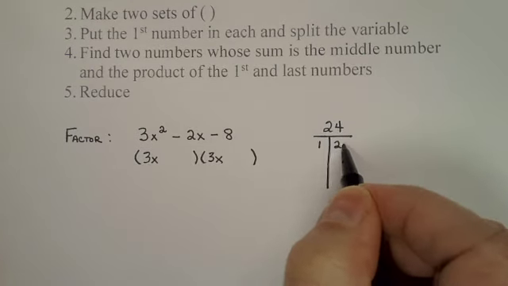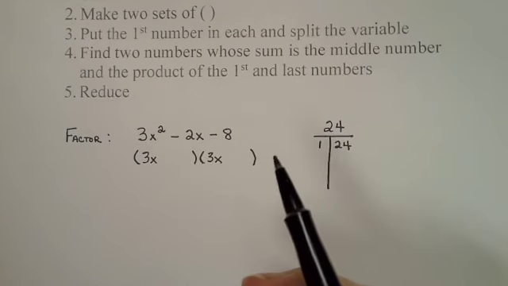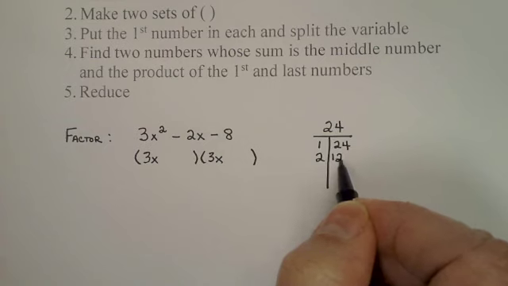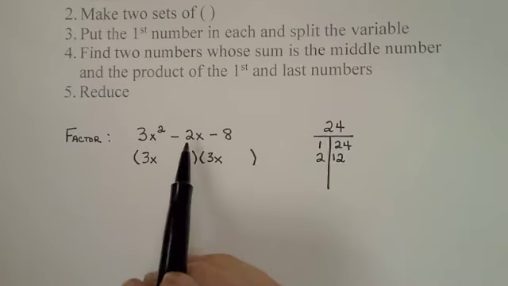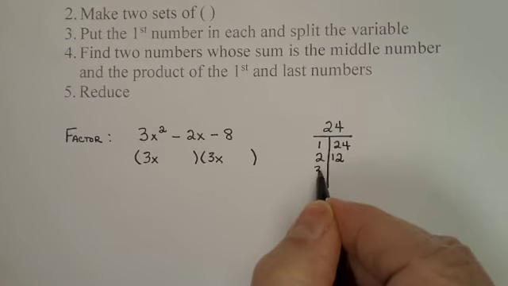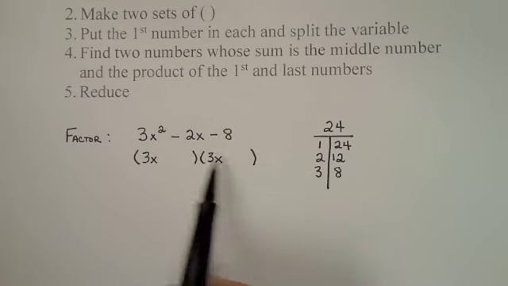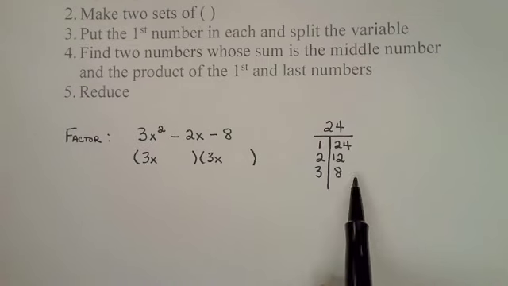1 and 24. Any way I can add or subtract these numbers and get 2? No. 2 and 12 also multiply together to give me 24. Any way I can add or subtract these to get me 2? No. 3 and 8. Any way I can add or subtract these and get 2? If I add them together, I get 11. If I subtract them, I get 5. Those aren't the two numbers I'm looking for.